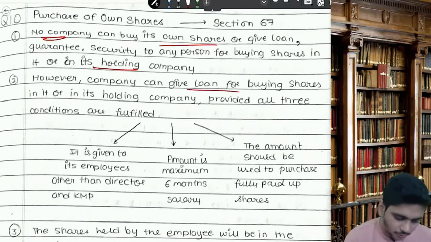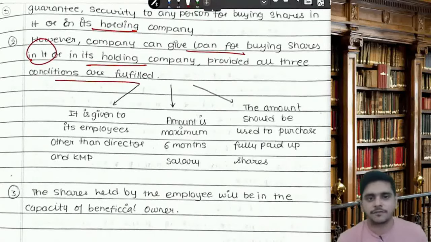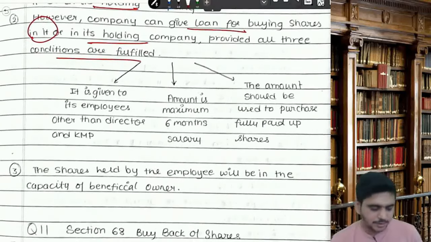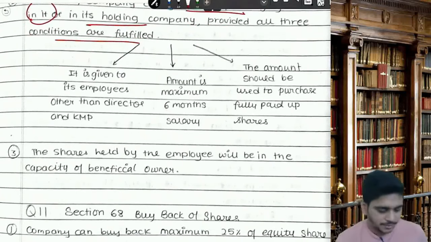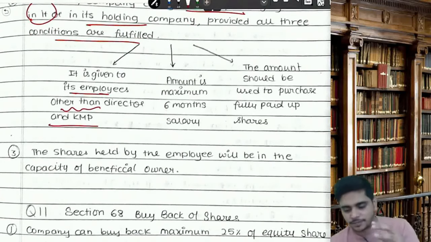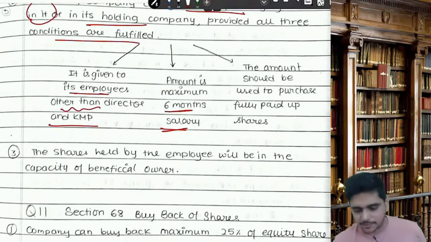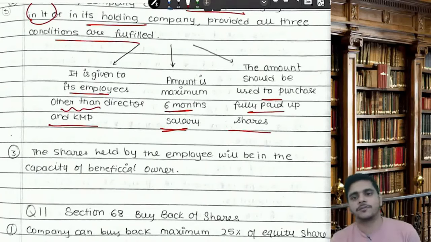However, a company can give a loan for buying shares in it or in its holding company, provided all three conditions are fulfilled. What are the three conditions? Number one, it is given to its employees other than director or KMP, that means normal employees. Number two, the amount is maximum 6 months' salary. And number three, the amount should be used to purchase fully paid up shares.